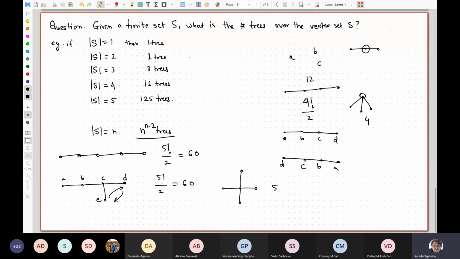So let's make that claim. Let's write down the claim over here. The number of trees over a finite set S of vertices is size of S to the power size of S minus 2.